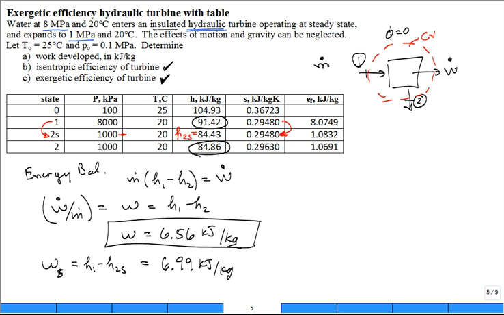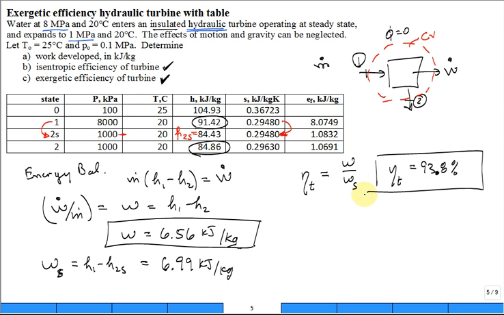So if you had completely reversible expansion from 8,000 to 1,000 kilopascal, you would get more work out per unit mass flow. So we calculate the turbine isentropic efficiency, which is the actual divided by the isentropic work. And so it's 6.56 divided by 6.99. You'd find it's 93.8%. That is an efficiency measure, which is a good efficiency measure for this turbine. And now we have a second efficiency measure known as the exergetic efficiency measure. Well, how do we calculate that?